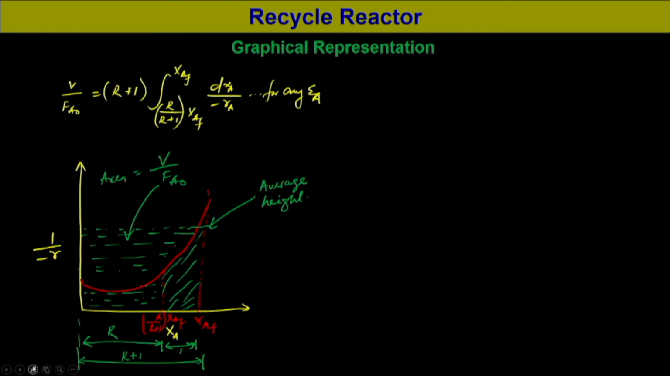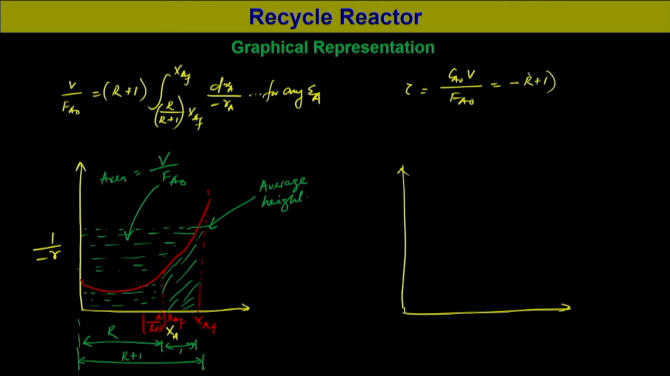Now, if we plot for the special case when epsilon A is equal to 0, we can see that this is for the special case, and the performance equation is tau equal to CA0 V by FA0 is equal to minus (R plus 1) integral from (CA0 plus R CAF) by (R plus 1) to CAF of dCA by minus rA, and this is for epsilon A equal to 0.